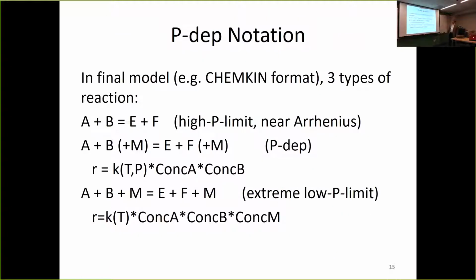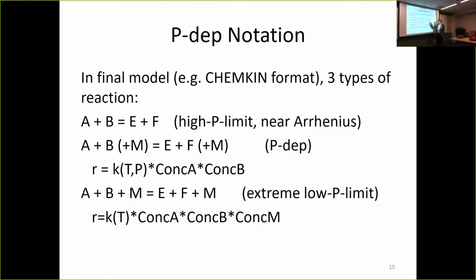I'm going to actually tell you in a second how we actually do the computation, but let's just talk about notation for a second. So a lot of the models you've seen in your life have reactions written this way. A plus B react to make E plus F. In Chemkin notation and Cantera notation, implicitly this means these are high pressure limit rates, and typically they're near Arrhenius. And that's the typical reactions you've always dealt with in your life.